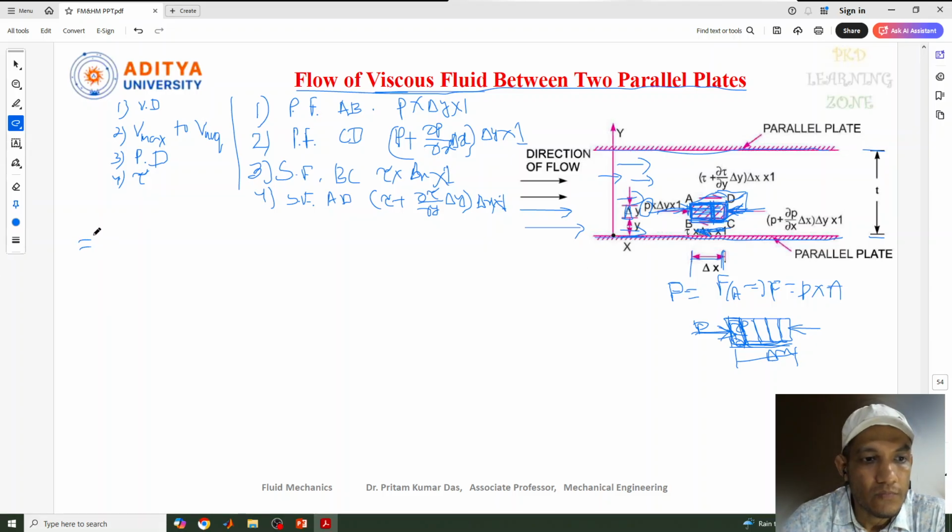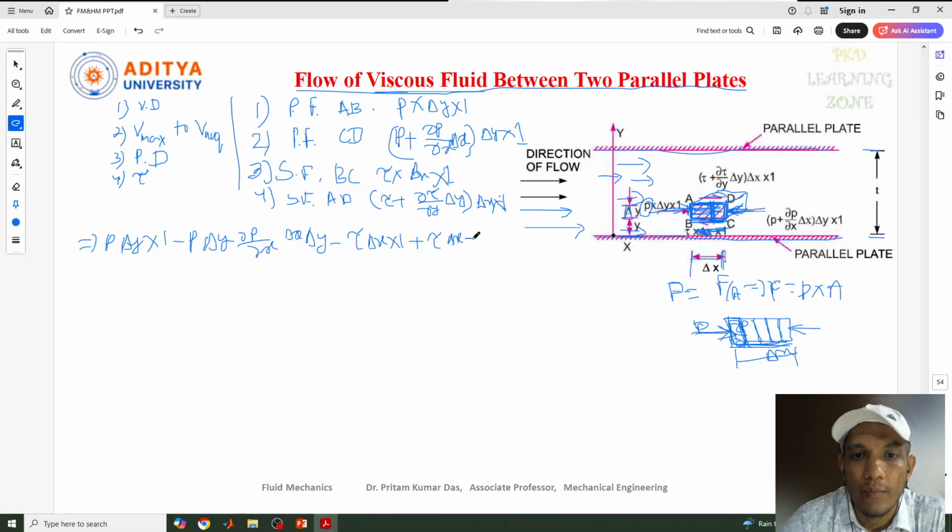So what are the forces? First one, P delta y into 1, and minus, because the reverse one, so directly I'll write this value P delta y, minus del P by del x into delta x delta y, again minus tau delta x into 1, and this is plus, we consider this the plus direction, so that is tau delta x plus delta tau by delta y into delta x equal to 0.